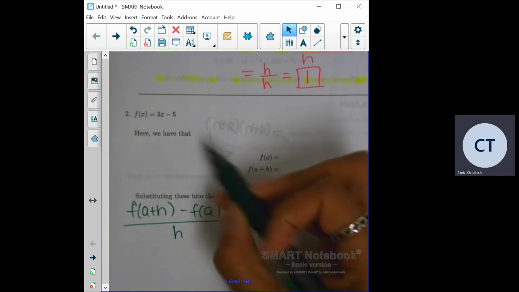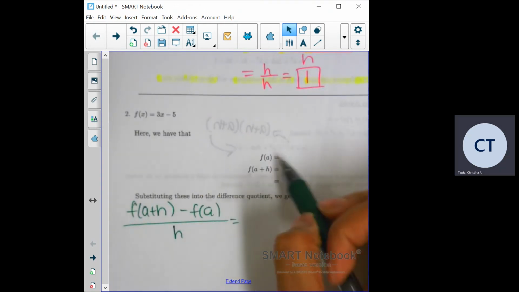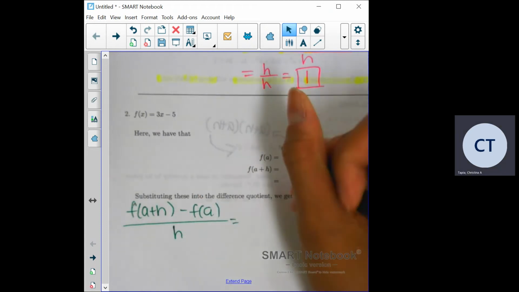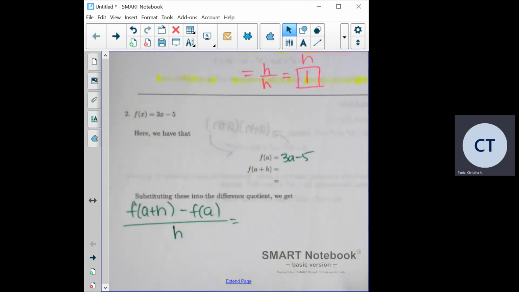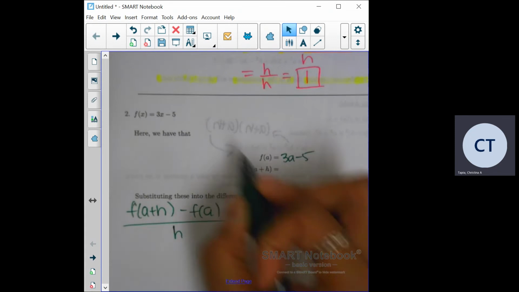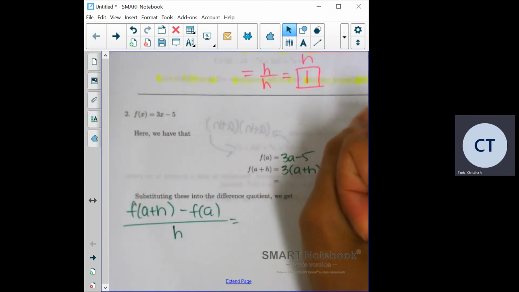Okay, well, this one really isn't f of a, but I can make it into f of a. What's f of a going to look like for this expression? 3a minus 5. And then I also need to substitute in an a plus h. So in this problem, I'm going to put 3 times (a plus h) minus 5.